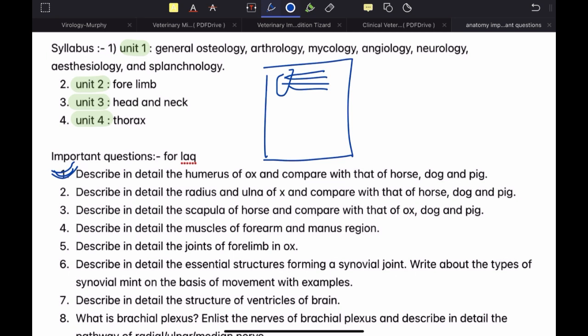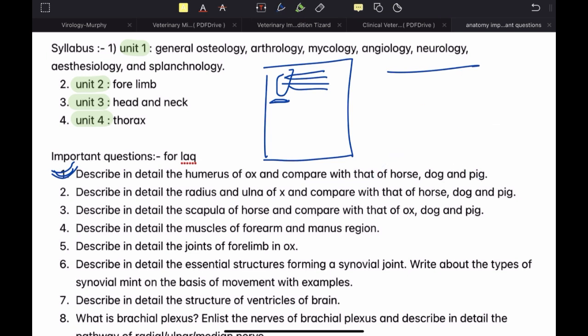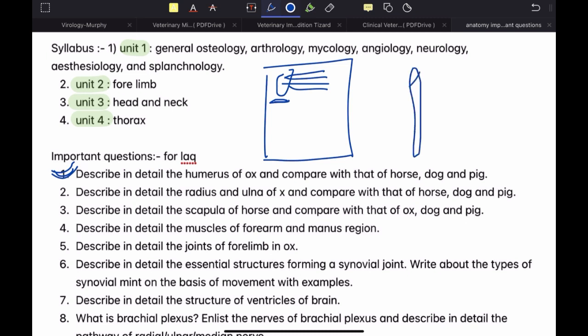Then you have to name the diagram or give a title to the diagram, but you have to write it below the diagram. Okay, don't start your answer like this: humerus of ox, then diagram, and then labeling. Okay, this is very poor method. You won't score good marks with this. What you have to do, you will draw the humerus, do the labeling, and then give the title humerus of ox. And this is not enough.